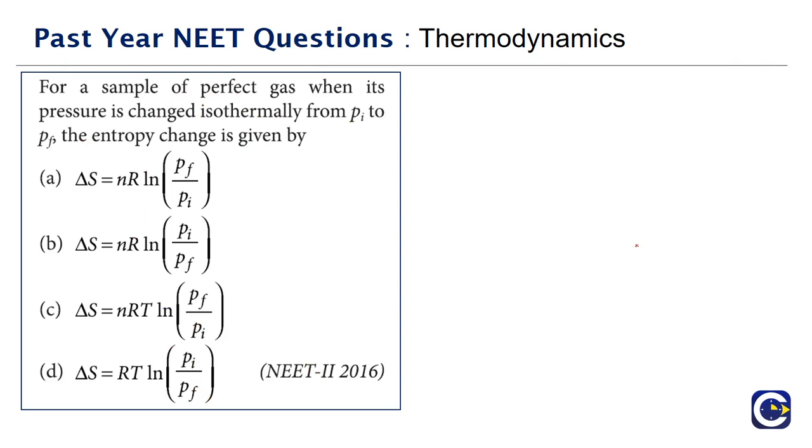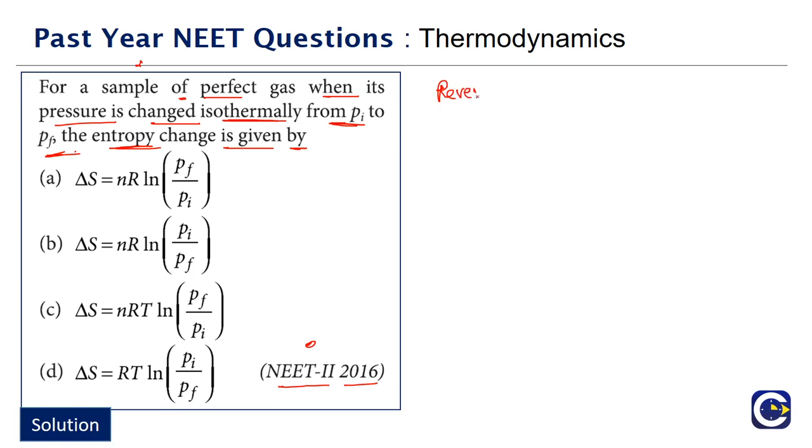Next, we have a question that has come in the NEET paper 2 of 2016. For a sample of a perfect gas, when its pressure is changed isothermally from P initial to P final, the entropy change is given by. So here we are looking at the isothermal process, assuming we are performing reversible isothermal.